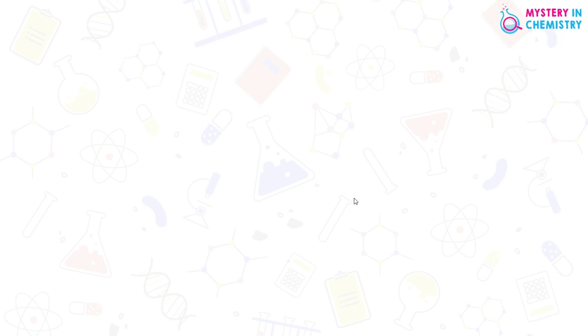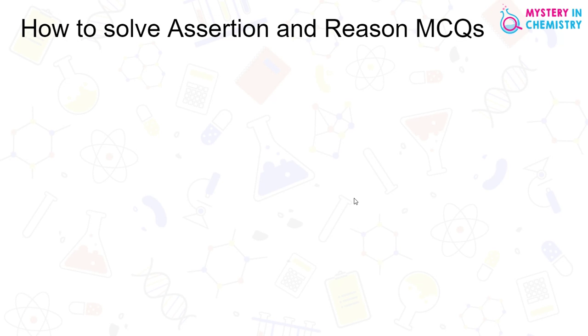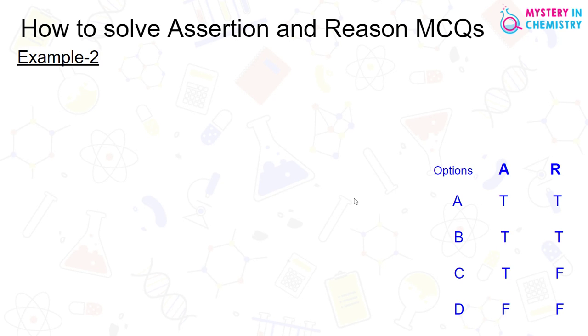Now come to example 2. In example 2, again the first step is read assertion statement carefully and keep the option shortcut ready. So here the options are A, B, C, D, same, and A and R are assertion and reason, and T and F, true and false.